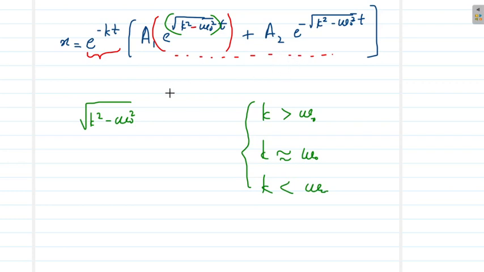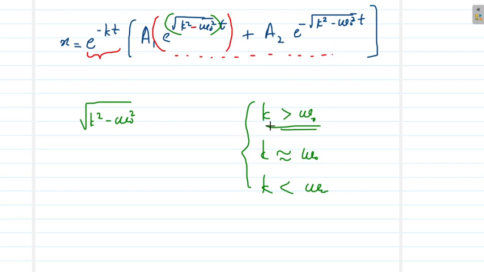First, let us try to understand the case when k is very much greater than omega 0, and that condition is called the case of overdamping. We will try to understand why it is called overdamping after we see the solutions. So as of now, let us state the condition for overdamping is given by k greater than omega 0.